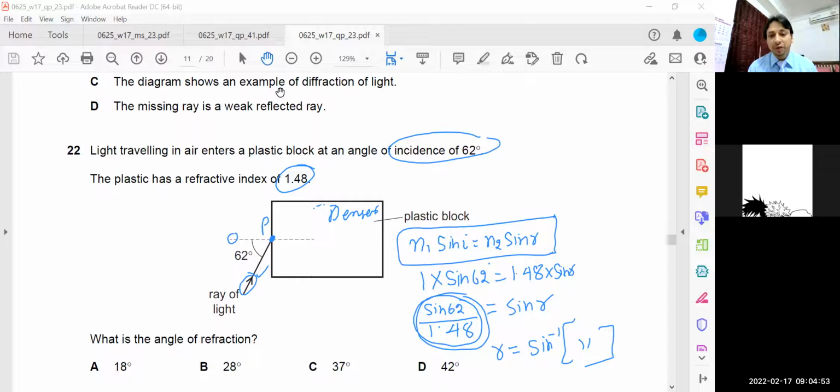Because n1, the refractive index of air, is always 1.